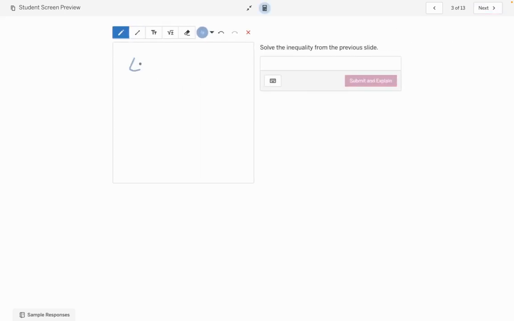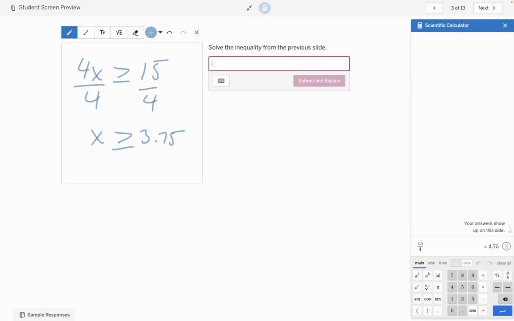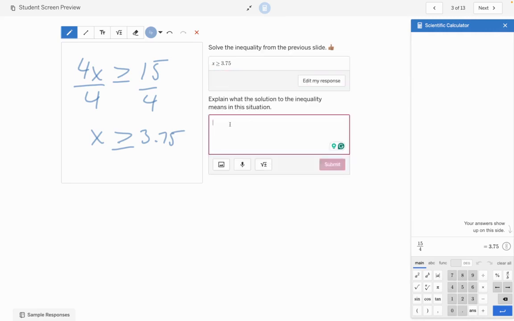Now we need to solve it. That's 4x is greater than or equal to 15. We're going to divide both sides by 4. That's going to leave us with x is greater than or equal to 15 divided by 4, which is 3.75. If x is greater than or equal to 3.75, we submit, we get a thumbs up. And now it asks us to explain what this inequality means.